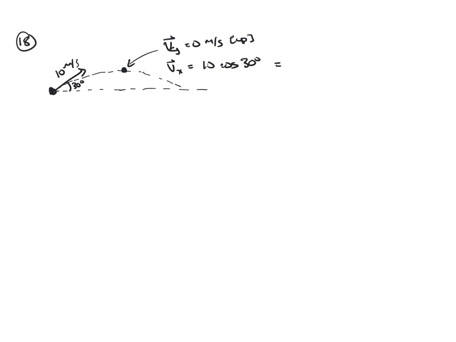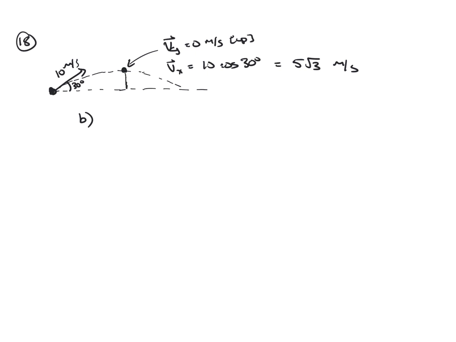All right, so 10 times root 3 over 2, or 5 root 3. But let's get some decimals here. So 8.66. Let's do some more math here. Okay, 5 root 3 meters per second, because I know I'm going to square it in part B, so I don't mind having this square root of 3 there. So part B, how high does it go?